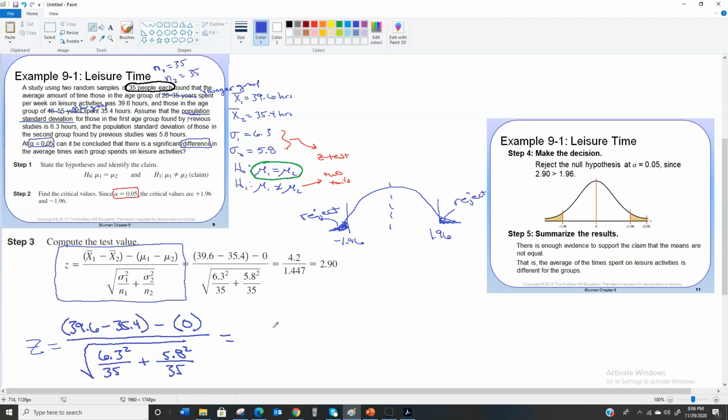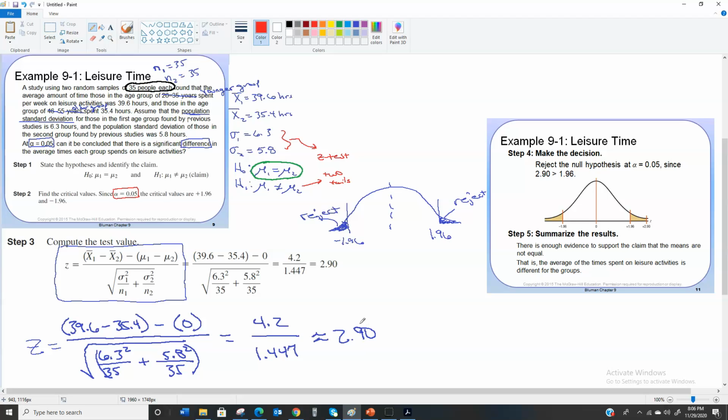If we compute that, the top comes out to be 4.2. The square root of the bottom comes out to be 1.447. You can take the time to actually calculate that if you want. Again, I would do this calculation. So I would do 6.3 squared divided by 35 plus 5.8 squared divided by 35. Hit equals and then do the square root of it. I think that's the safest. That way you don't end up with your parentheses in the wrong place. And then this comes out to be about 2.90.